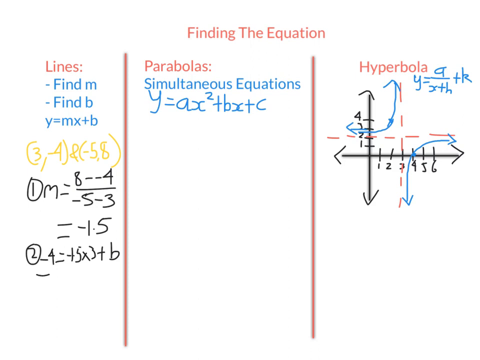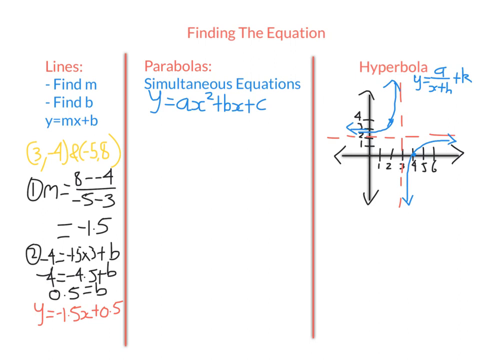So I get -4 equals -4.5 plus b. Add 4.5 to both sides, you get 0.5 equals b. Therefore, the equation of this line is y equals mx plus b.